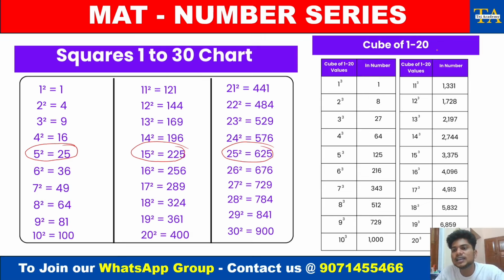And next, here is the cube chart. You have to remember the cubes at least from 1 to 20. For example, you all know that 3 cube is 27 and 6 cube is 216, and 20 cube is 8000. Like this you have to remember till 20 cubes.